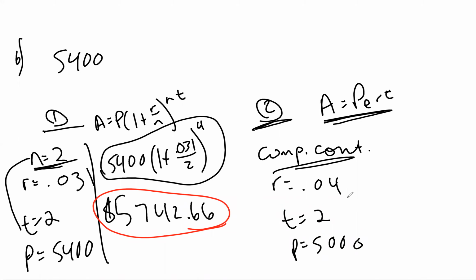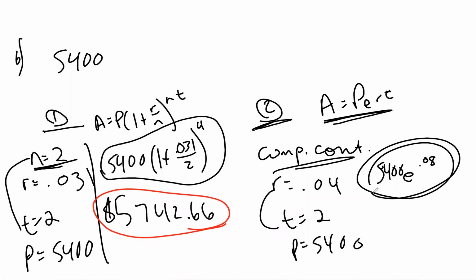So I will have 5,400, not 5,000, 5,400. I'm going to times it by e. And in this case, my r times t is going to be 0.08. So to the 0.08. And so again, this is what I type in. And when I type that in, what I should get is $5,849.75.